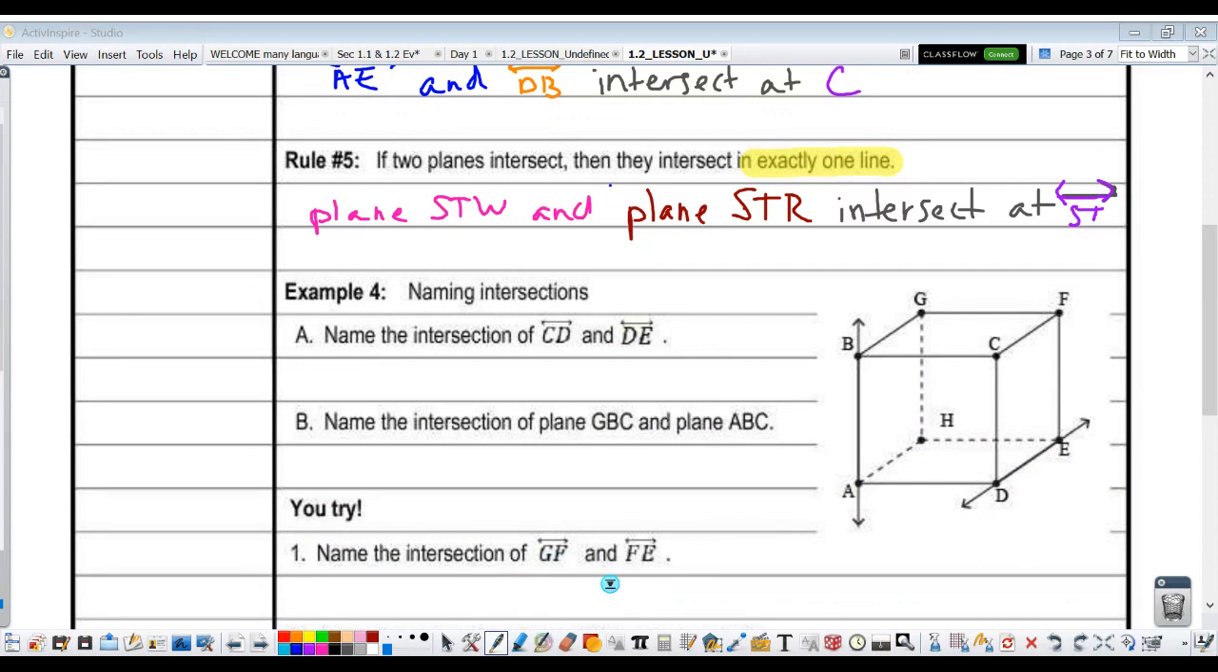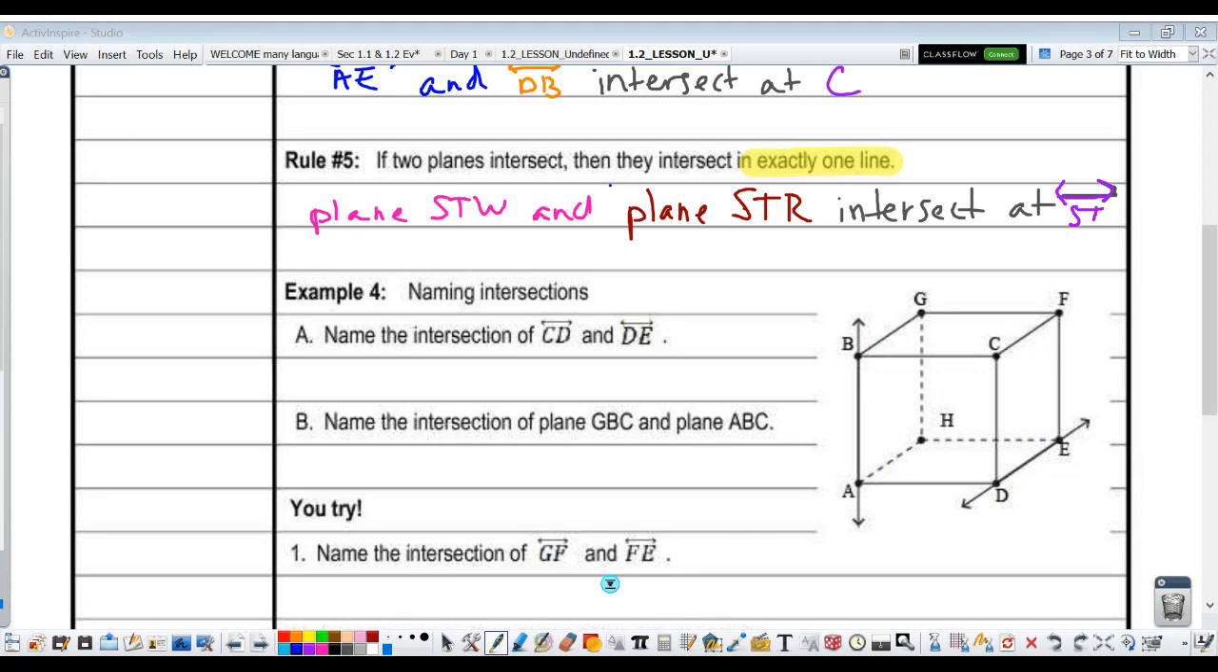Let's do it. All right, name the intersections. So the figure on the right is a cube. We see that it has a top and a bottom, a front and a back, which I'm highlighting now, and we have a left and a right. So we have 6 sides to this figure. It is a 3-dimensional figure.